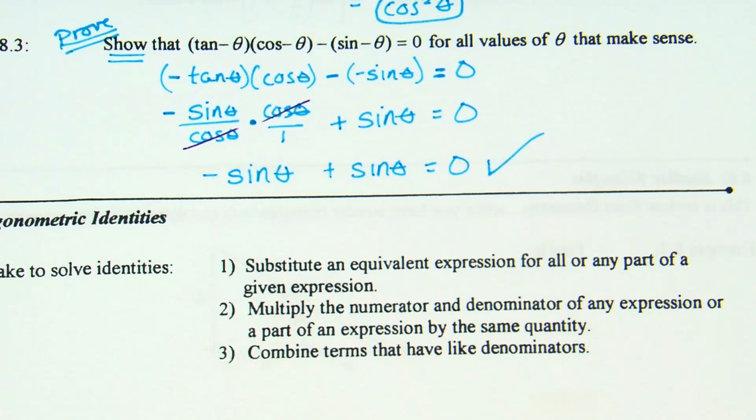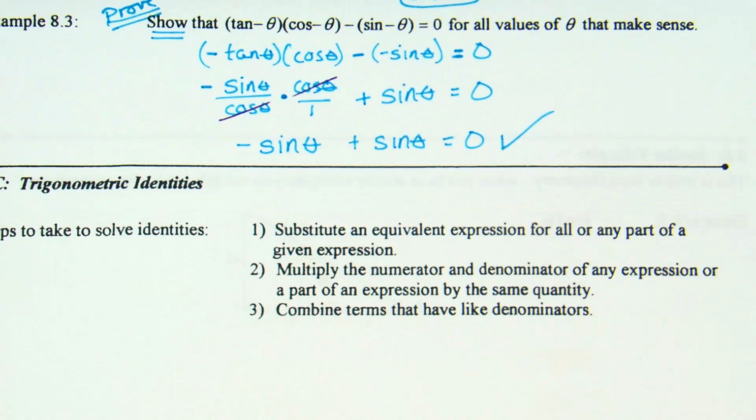So, okay, down there at the bottom, it talks about steps to take to solve identities. And kind of some of what we're just doing right now in a way, but it's not so much steps as it is recommended things to consider, okay? Substitute an equivalent expression for all or any part of a given expression. That could be things like thinking about your Pythagorean identities and substituting those in. Looking for equivalent identities.